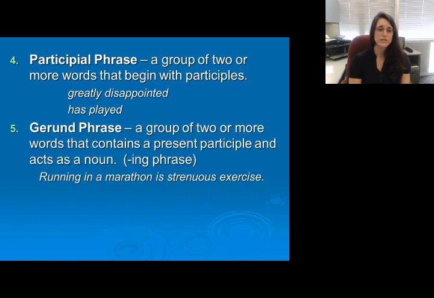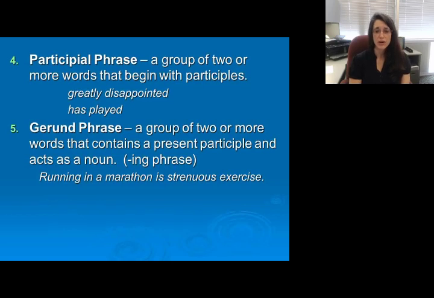And then a gerund phrase. Gerund phrases are very tricky, but a lot of times these look like verbs, but they're actually not. They're a group of words that start with an ing modifier and act as a noun. So you'll notice here it says a group of 2 or more words that contains a present participle, that's our ing, and acts as a noun, so our ing phrase. It's also what I typically call the gerund phrase, it's our ing phrase.